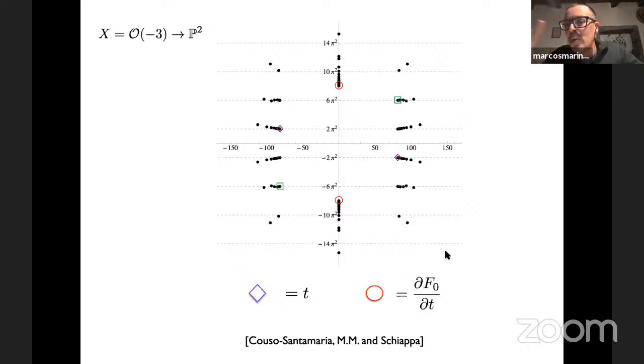The quantum periods are more related to the quantization. And there are two quantizations. One gives you the standard topological string. The other gives you the quantization of the spectral curve. So this is the quantization corresponding to the conventional topological string, so Gromov-Witten theory.